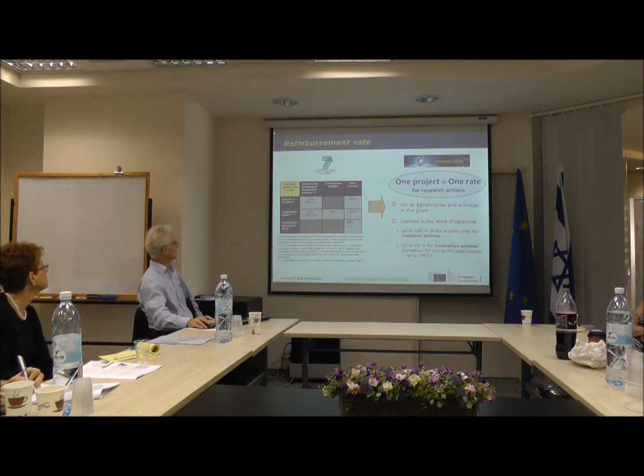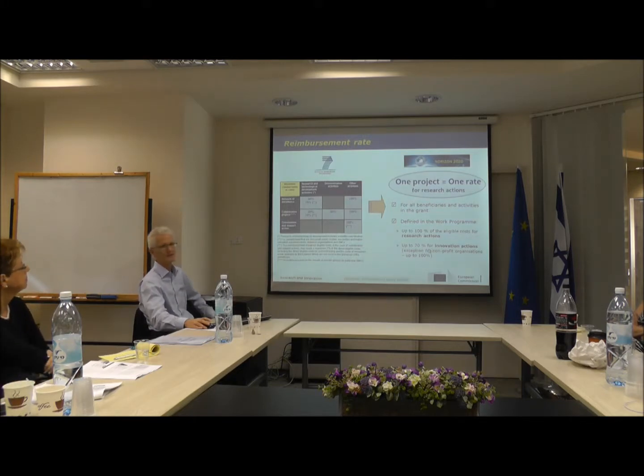So this you all know. We have this matrix of reimbursement rates in FP7. Now we have the principle of one project, one reimbursement rate. It's 100% in normal research actions, and it's 70% by default in the so-called innovation actions. With one exception, you also know: non-profit organizations get, even in these innovation actions, 100%. So I guess the universities would be classified as 100%.